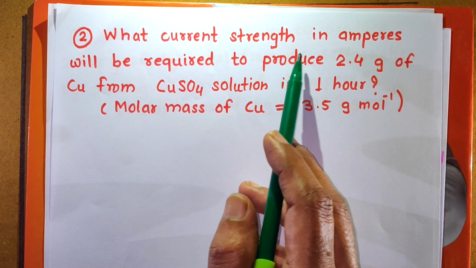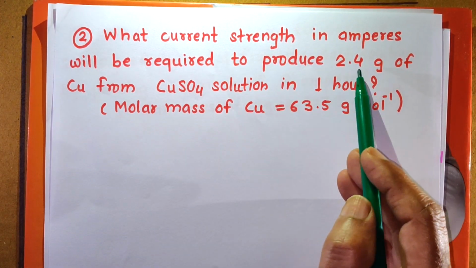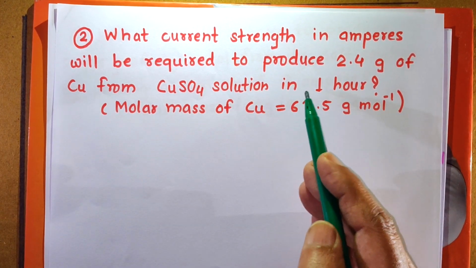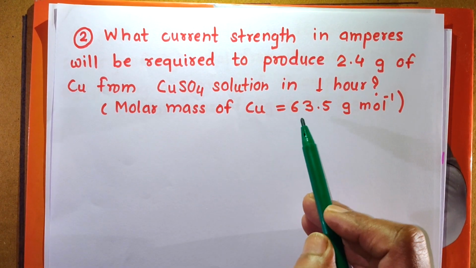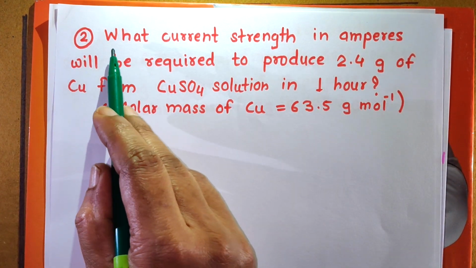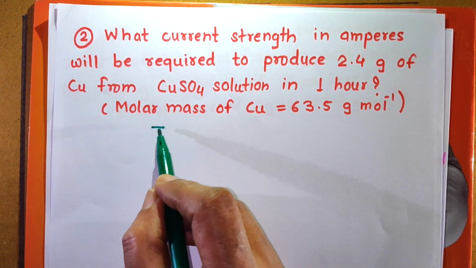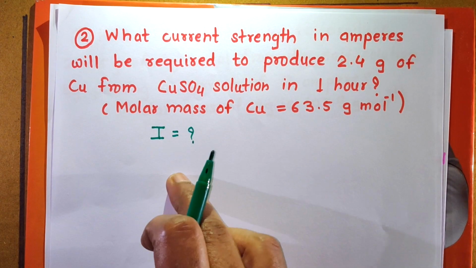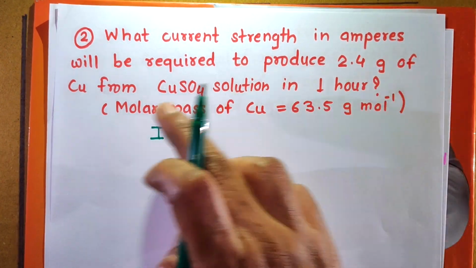See the second problem. What current strength in amperes will be required to produce 2.4 gram of Cu from CuSO4 solution in 1 hour? Molar mass of copper Cu is given, which is 63.5 gram per mole. So what we have to calculate here? What current strength in amperes, means current strength we have to calculate, that is I we have to calculate. I is not given, will be required to produce 2.4 gram of Cu.